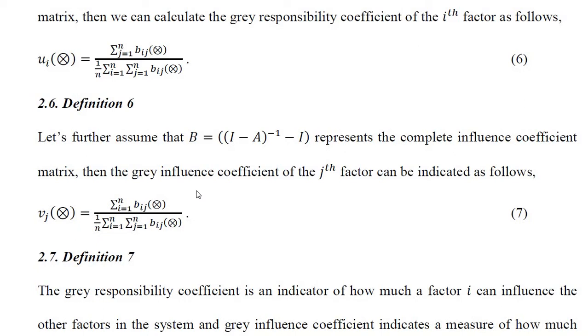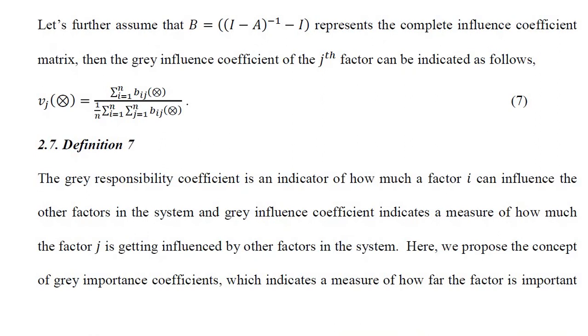Ui, the gray responsibility coefficient, means that we are taking the sum over j equal to 1 to n of bij, that is a particular gray number, and for Vj of the gray number, we are indicating the sum over i equal to 1 to n of bij. What is the meaning of that? We are taking the sum over the row. First, sum over the column. So the first one is the row sum, the second one is the column sum. That is the difference between them. With the practical problem, you will be more clear in understanding.